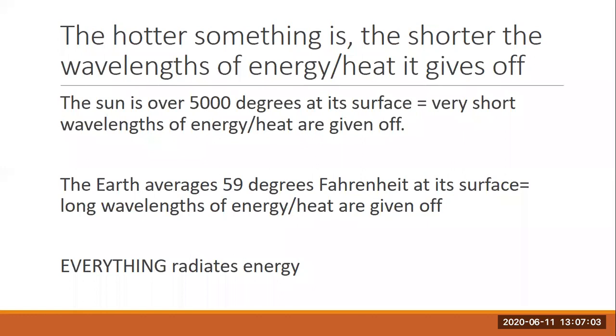We also know that the Earth is much cooler than the sun. The Earth's average temperature is about 59 degrees Fahrenheit. So the wavelengths it gives off are much, much longer. But the other thing to know is that every single object gives off wavelengths of energy.